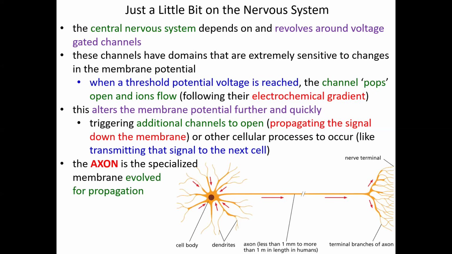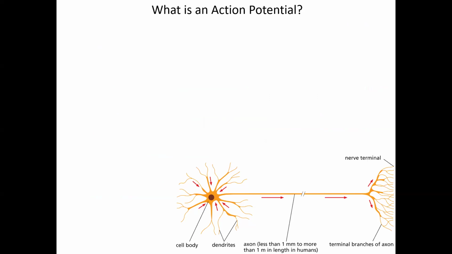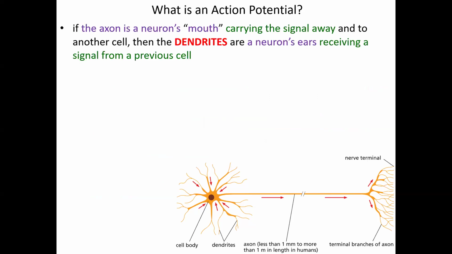And a neuron is, of course, the fundamental cell of the nervous system. And the neurons have two distinct parts that allow them to do their job. The axon, which is the specialized portion of a neuron that allows it to send a message. And the sending of that message, the electrical signal that is being sent down the axon, is called an action potential. So what is an action potential?